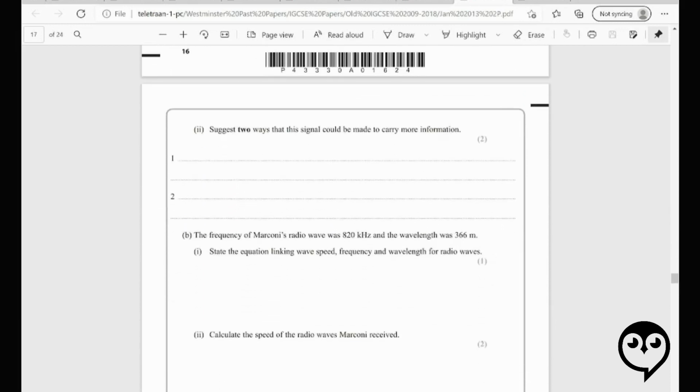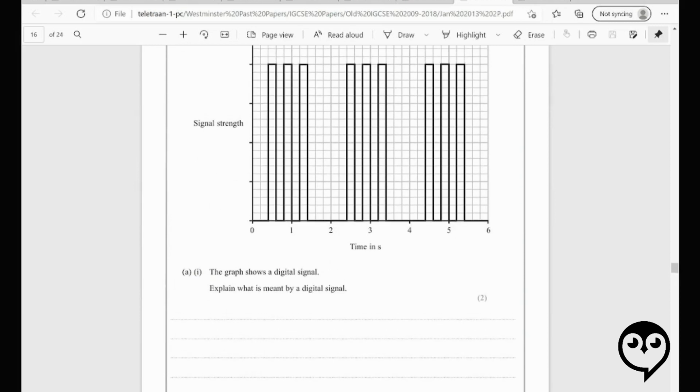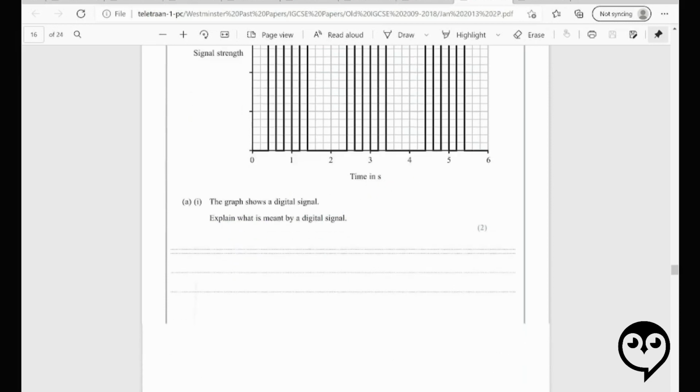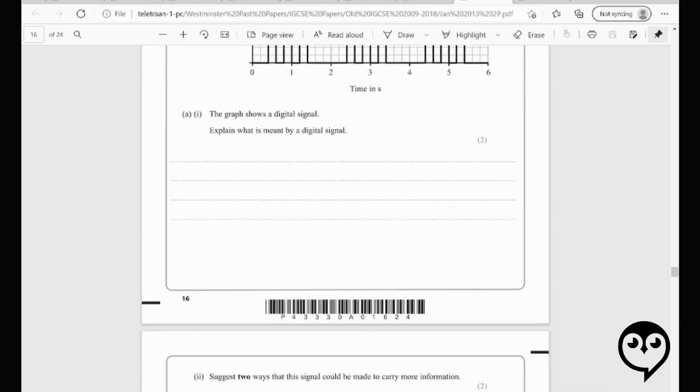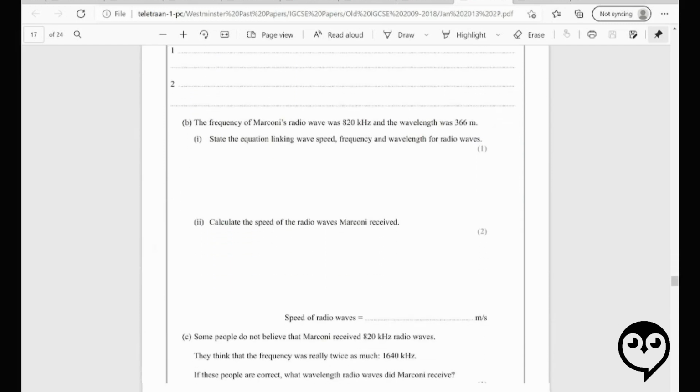Give two ways the signal could be made to carry more information. Well, I am not an expert on this topic, but I would imagine that if you have a graph here, and this is the time in seconds, if you were to speed things up and send more pulses per second, you could do that. So if you increase the frequency, I would say would be one of them. I'll have to take a look at the mark scheme on what they're looking for the other one. I don't know off the top of my head.